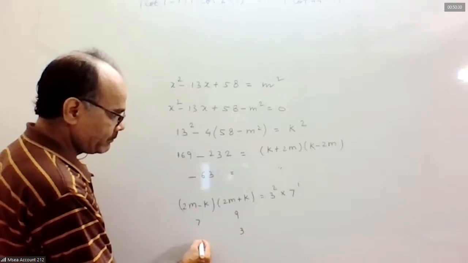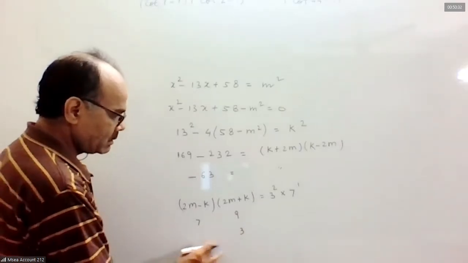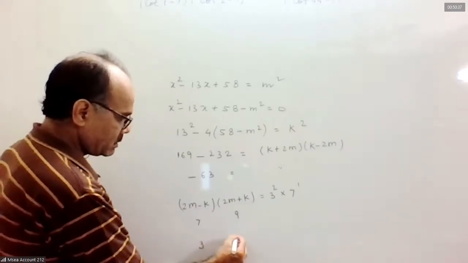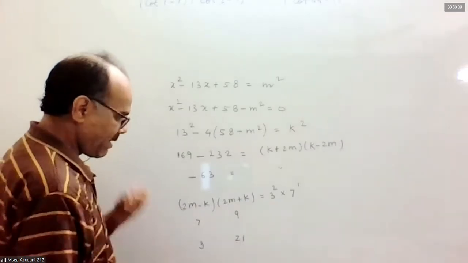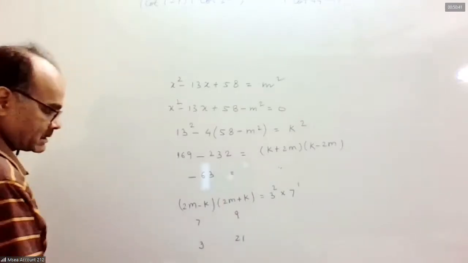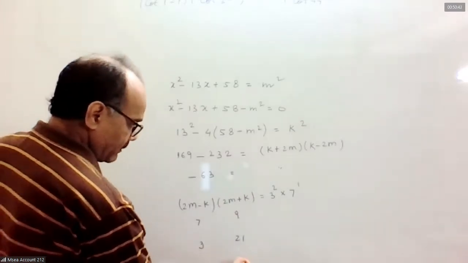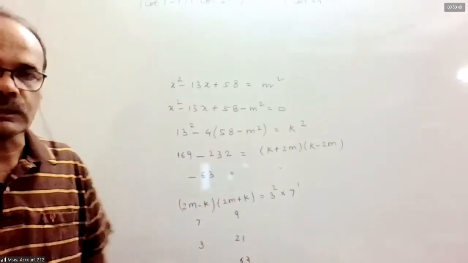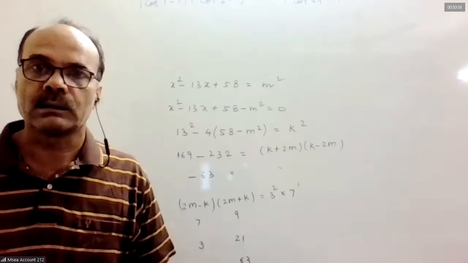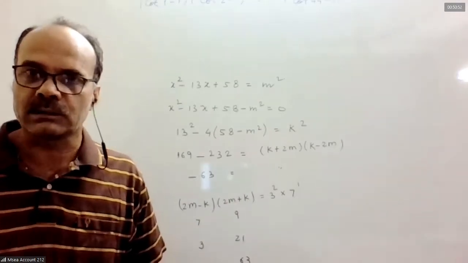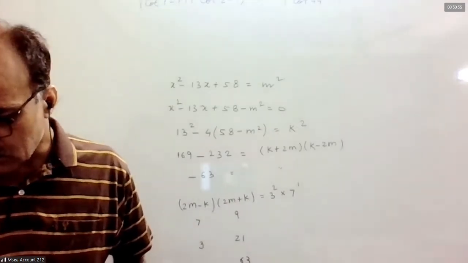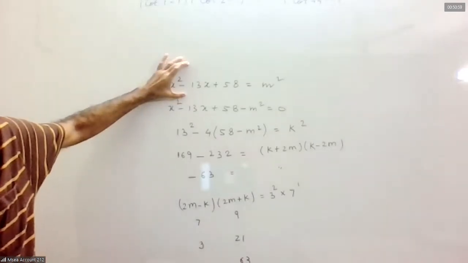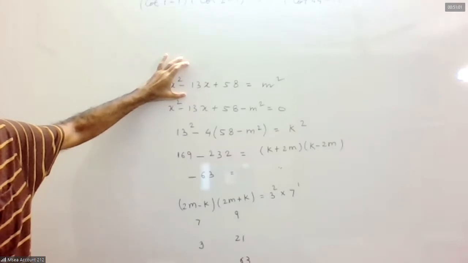Huh? 3 and 1 is 3, the other is 21. Yes, sir. Plus minus. And 63 and 1. So 6 possible cases we have to take. Simplify. So you are getting 6 values. Are you sure? Yes, sir. 13 is the perfect square of some integer.